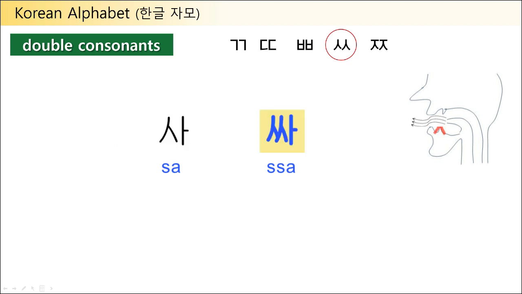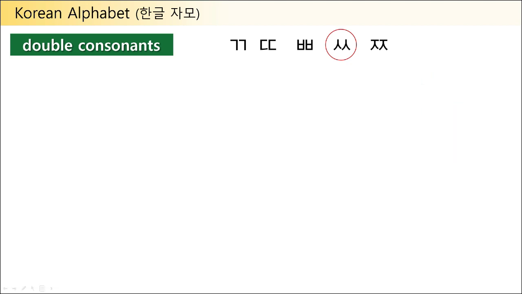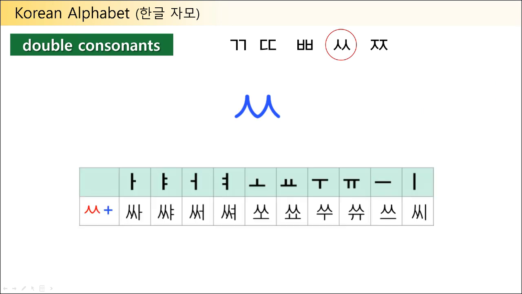Listen to a man's voice. A tense sound is produced when a double consonant is pronounced. Let's combine this consonant with basic vowels to form syllables.